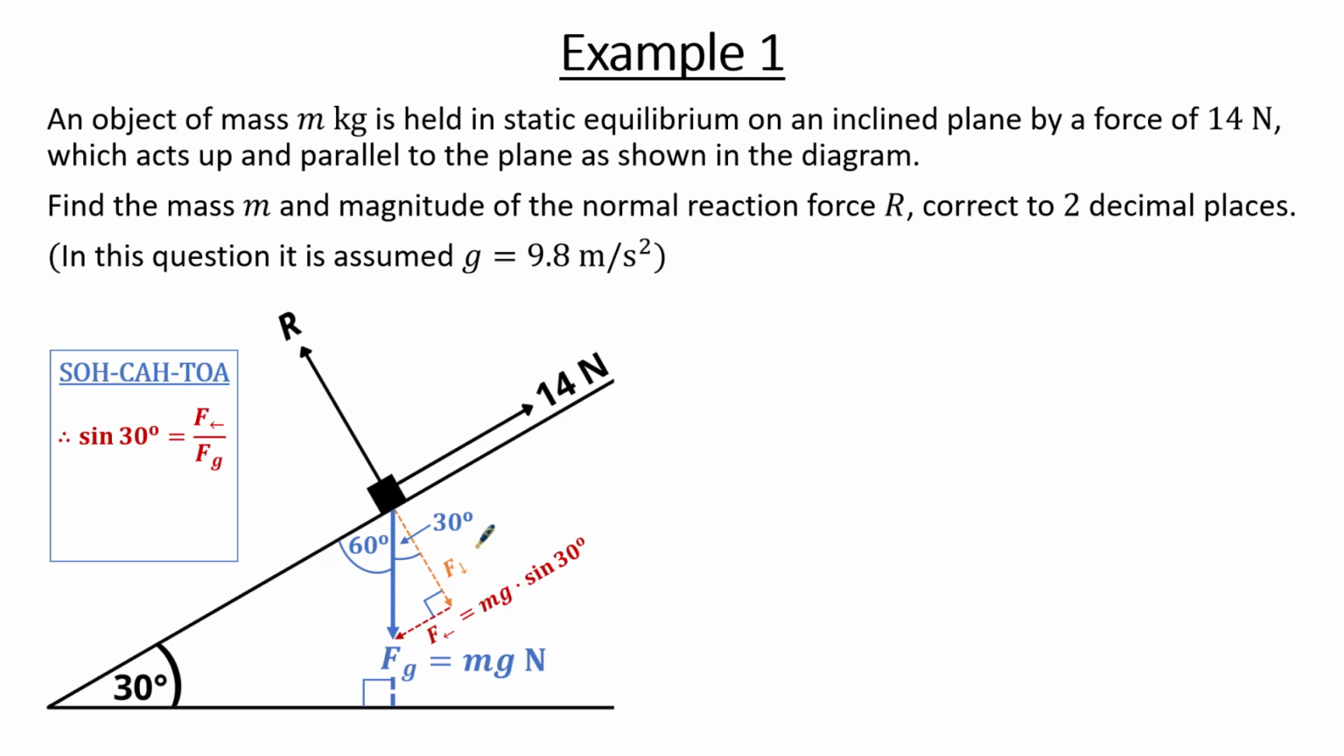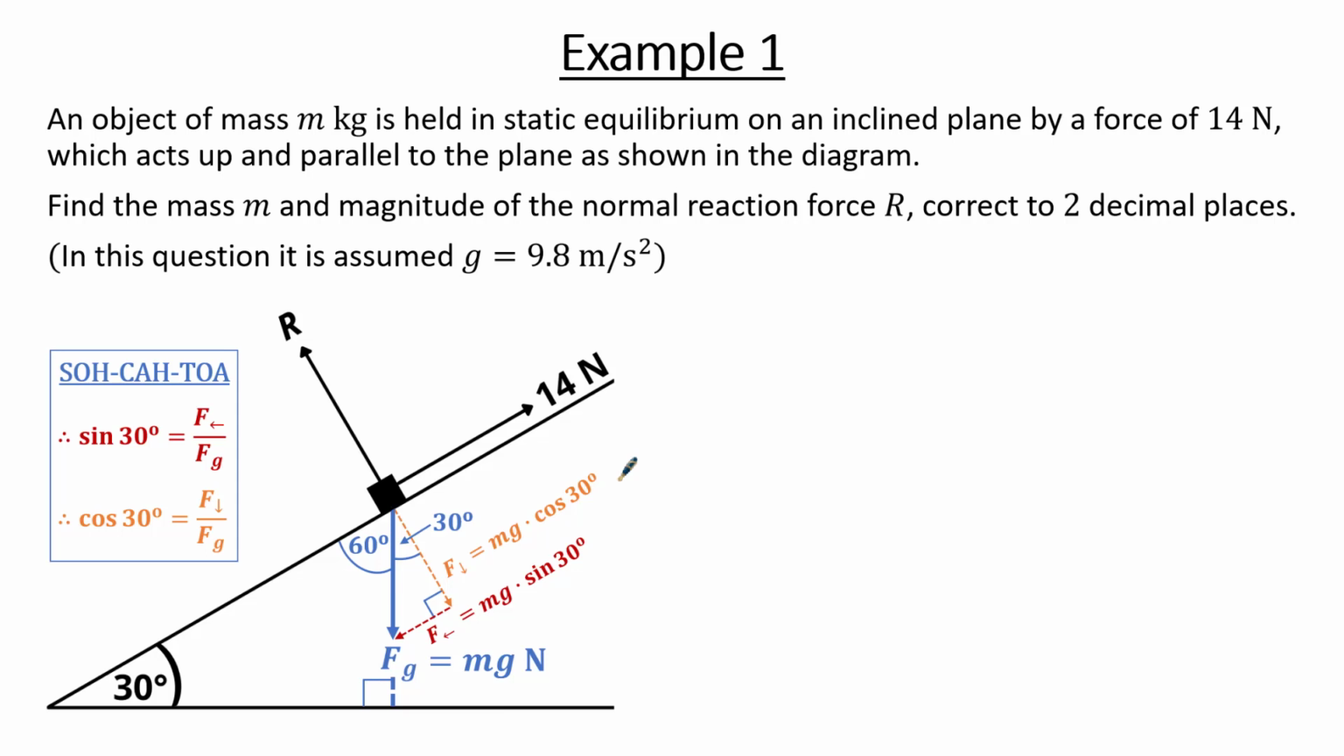Now for the perpendicular component, we will use CAH. So the cosine of the angle 30 equals the adjacent, which is the component that we're after, divided by the hypotenuse, which is once again the force due to gravity. So then cos 30 equals the perpendicular component over the force due to gravity, and we rearrange this equation substituting Fg equals mg to find that the perpendicular component equals mg multiplied by cos 30 degrees.